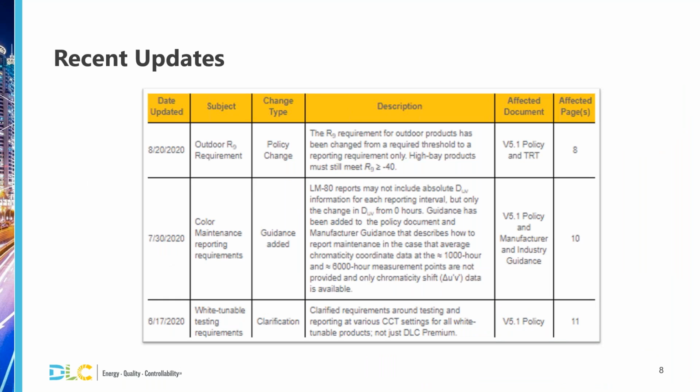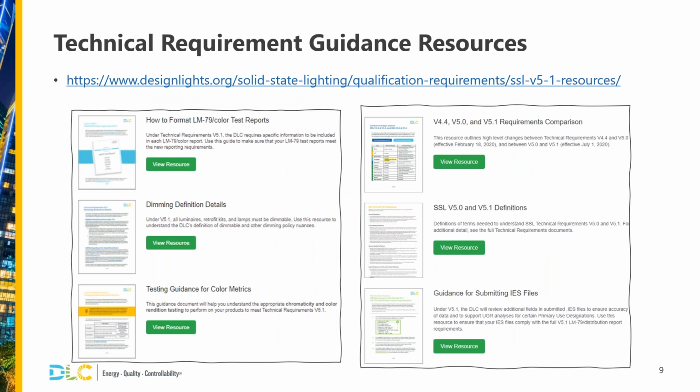An example of some of those recent updates is shown here. This is actually pulled from that technical requirements update page, where you will see how we will tell you when the update was made, what subject it is regarding, what it was regarding, a policy change or just guidance, a description of that change, and where you can find the information on that page regarding the document and the affected page. We also want to point you to some technical requirement guidance resources.